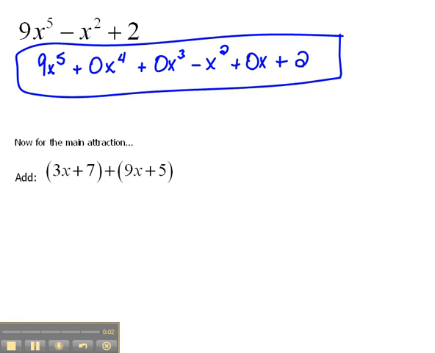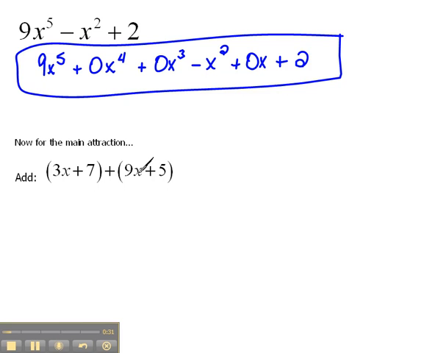Alright, now this section was called Adding and Subtracting Polynomials. So we've been doing a lot of talking about polynomials, but no actual adding or subtracting. So here we go with this. We've got an example here that says we've got 3x plus 7, so that's a polynomial, plus 9x plus 5, which is another polynomial. In fact, we are adding two binomials here.